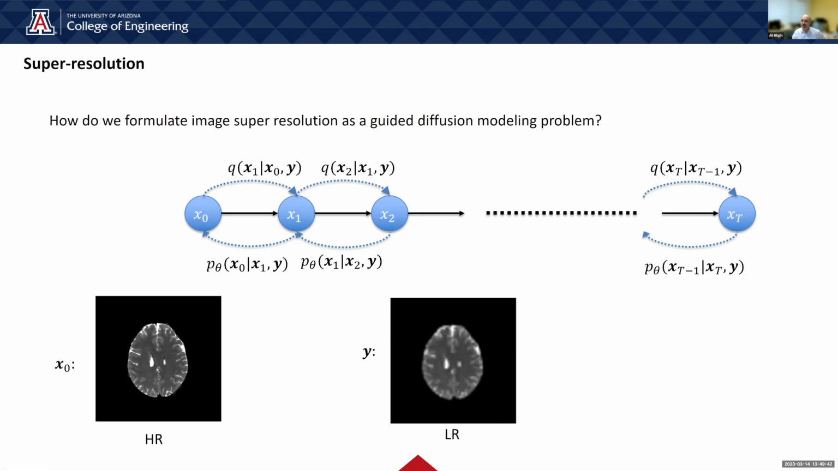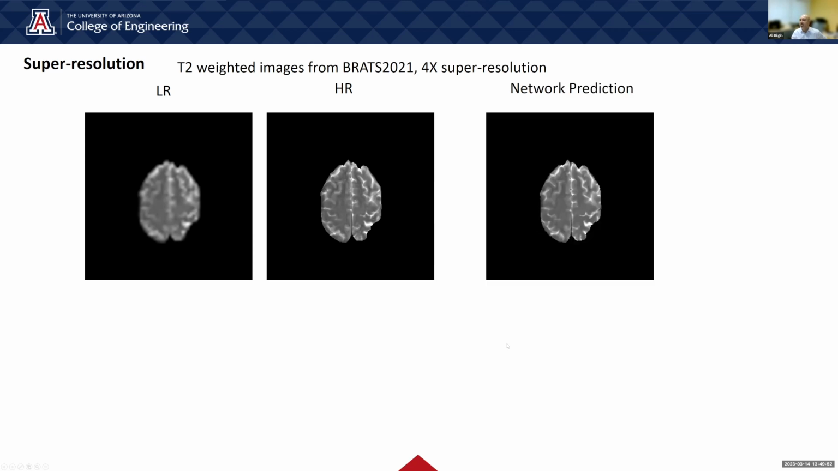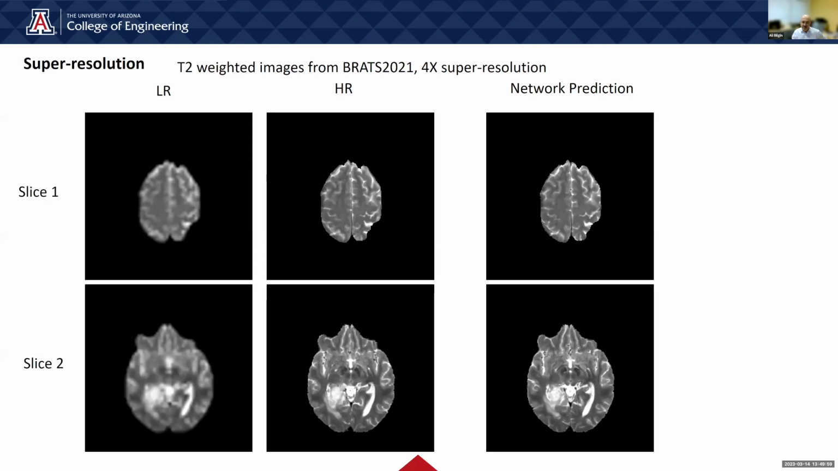Okay, so if you use this data, here's a low resolution image, the corresponding high resolution image, and here's a sample that's generated through this guided diffusion network prediction. Here's another slice: the low resolution image, the unknown image to the network, the high resolution counterpart, and here's one sample generated by the network, guided by this low resolution side information.